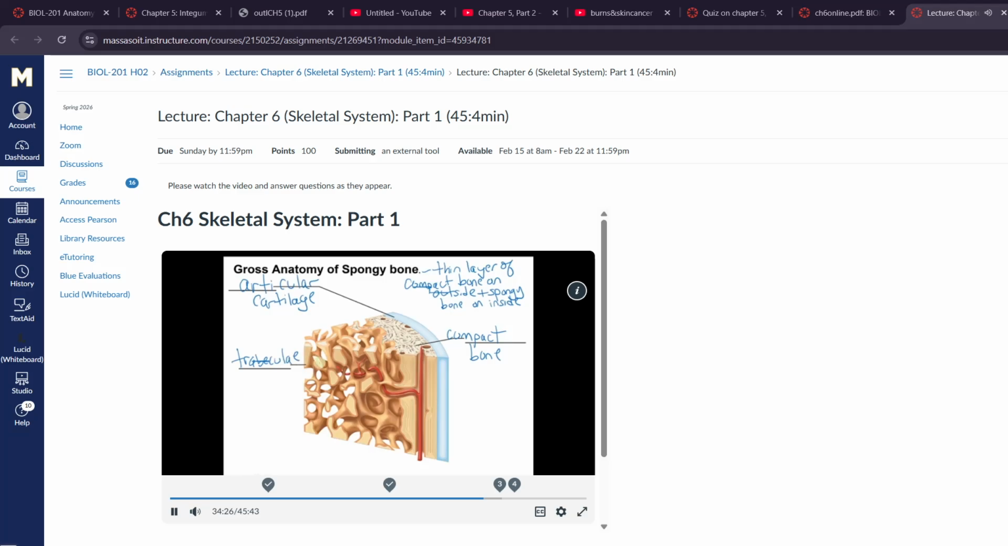Now, trabeculae, you can see there's pores here. Trabeculae are covered with endosteum, which is the connective tissue. And in these spaces here are where you find bone marrow. Okay, so I should probably color that red there. But bone marrow is found in the pores of spongy bone.